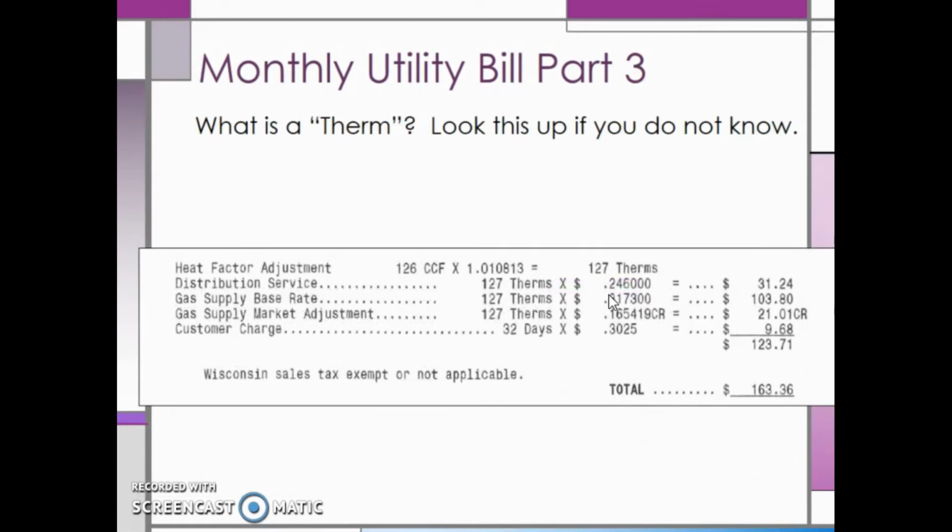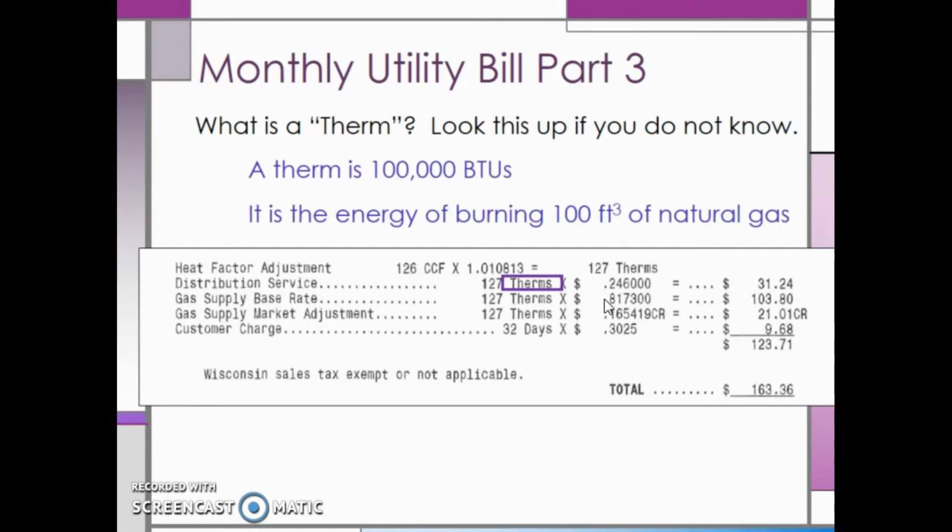What is a therm? A therm is 100,000 BTUs, or British thermal units. 100,000 BTUs is the same energy as burning 100 cubic feet of natural gas.